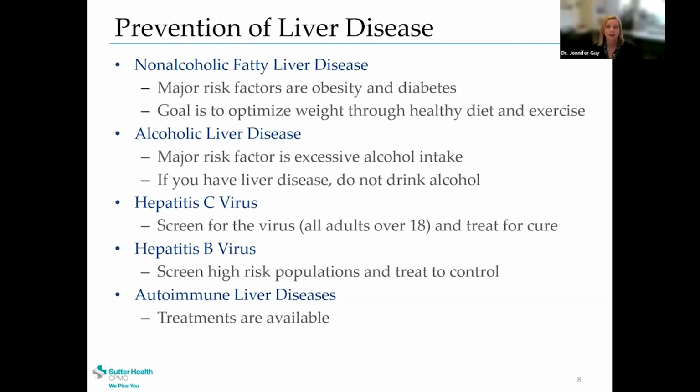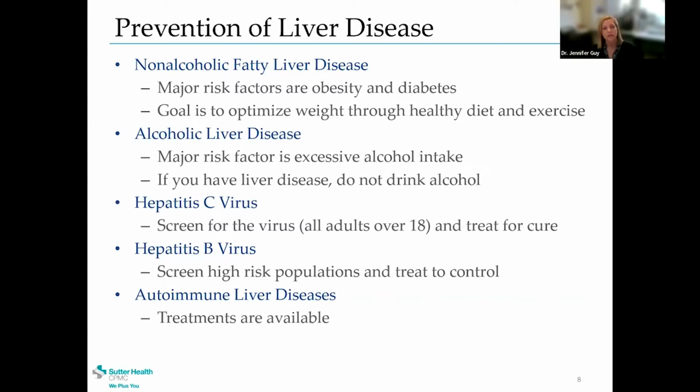Alcohol liver disease, obviously the main risk factor here is excessive alcohol intake. And we're going to talk a little bit about what is excessive alcohol intake. And if you have liver disease, you should not drink alcohol. And this is a really important conversation to be having with your physicians. And if you have cirrhosis, you should not be drinking alcohol. And if you have other liver diseases, it's really important to understand what might be safe for you.